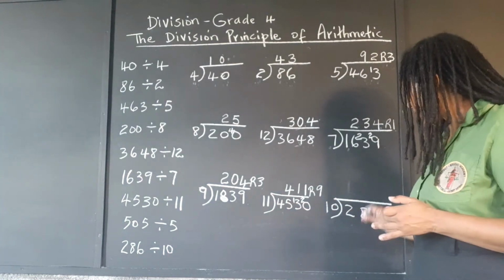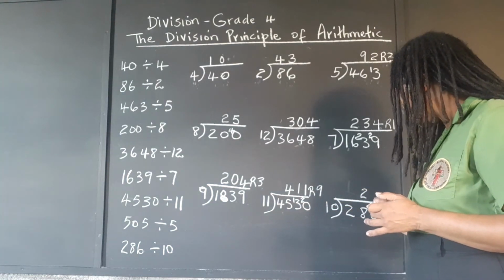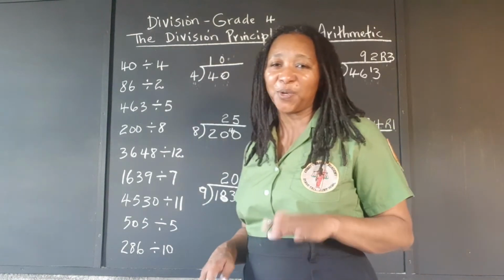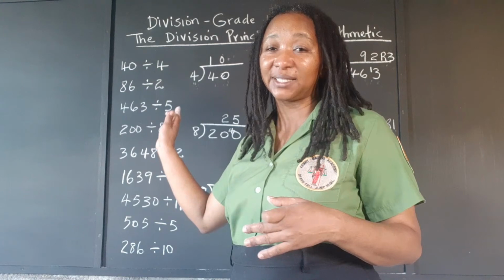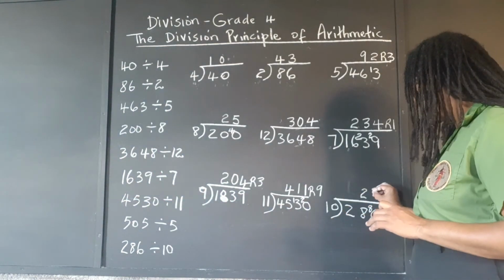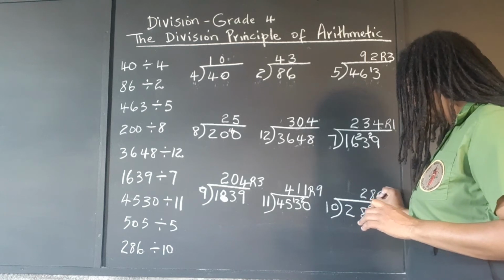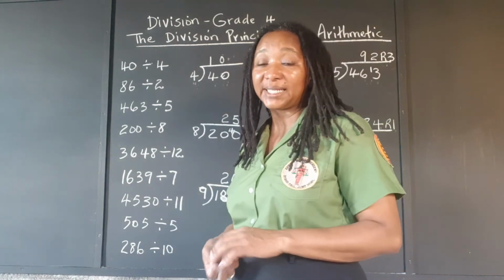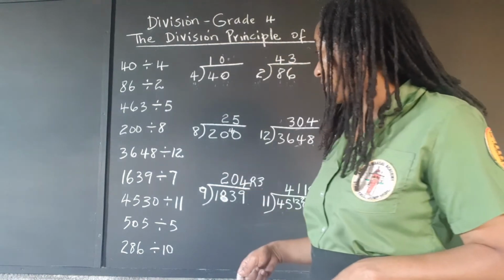So 10 into 28 goes 2 times, remainder 8. The 10 times table is one of those tables that you guys like to just reel out, right? Because you know it so well. So 10 into 86 goes 8 times, and we have a remainder of 6. That's it for division for today.